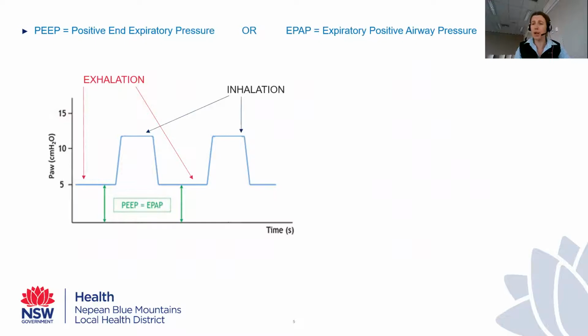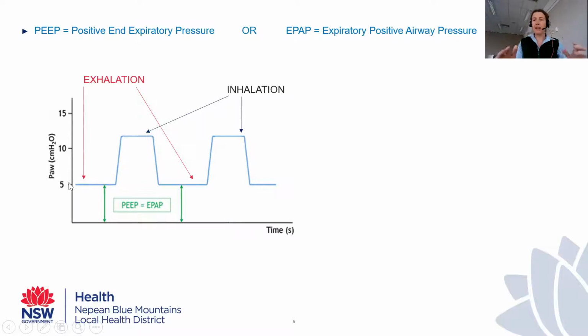So the pressures that we apply in BiPAP, we're going to talk about PEEP first, PEEP or EPAP. So that's the pressure applied at the end of expiration. And the reason why I talk about that first is because this is the pressure that we apply in every setting. So we apply this in CPAP as well as BiPAP. In BiPAP, we just add in an inspiratory pressure. So PEEP, hopefully by now you're all really okay with PEEP.